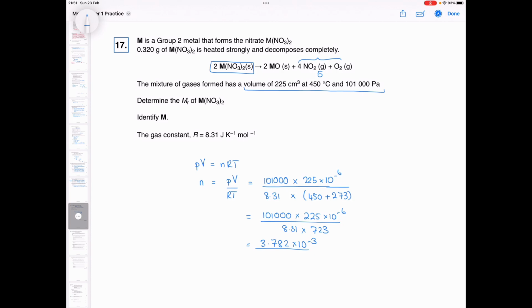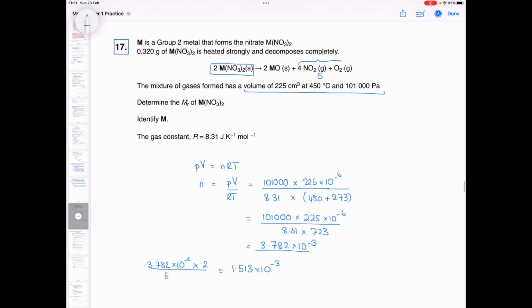Okay, so to convert this to the number of moles of solid that we started with, we need to divide 3.782 times 10 to the minus 3 by 5 and multiply it by 2. In other words, multiply by 2/5. That's going to give us the number of moles of solid that we started with, which is 1.513 times 10 to the minus 3.